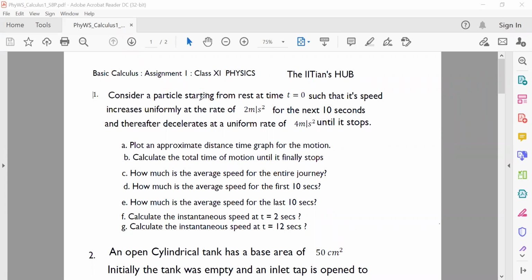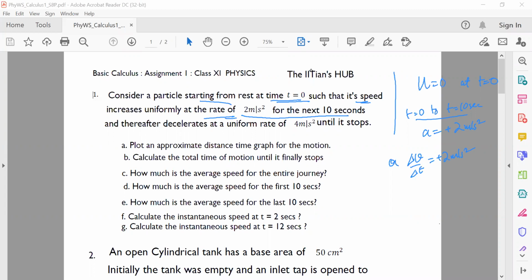So now let's see what information is given to us. It starts from rest at t equal to 0. That means we can take the initial velocity of the particle as 0 at t equal to 0. Then from 0 to 10 seconds, the speed is increasing at a uniform rate. So acceleration is uniform, and it is equal to plus 2 meters per second square, or we can say that delta v by delta t is equal to plus 2 meters per second square.